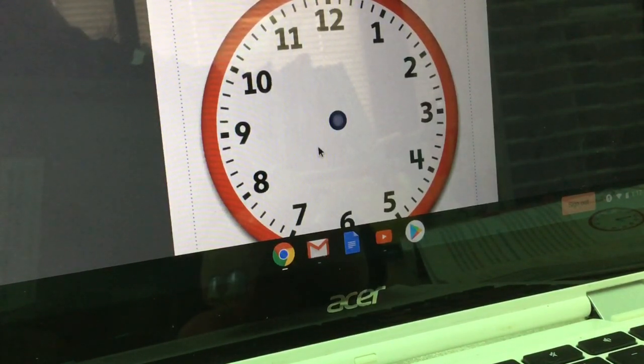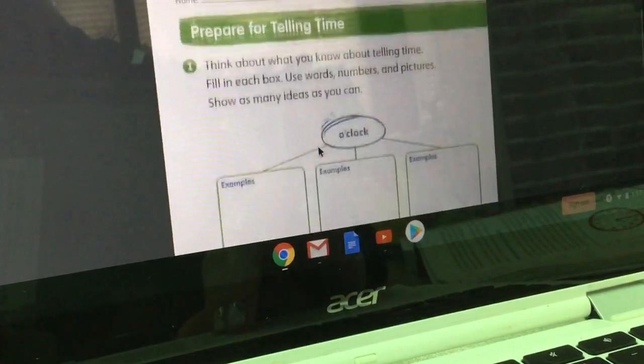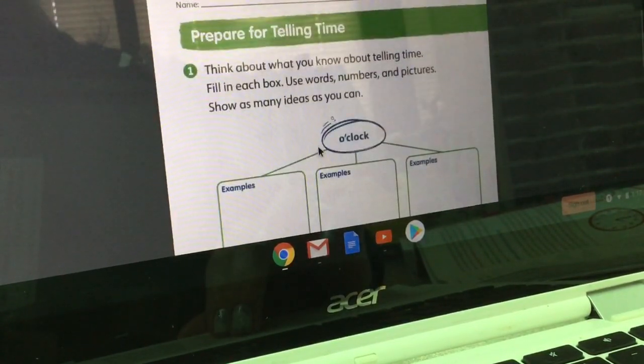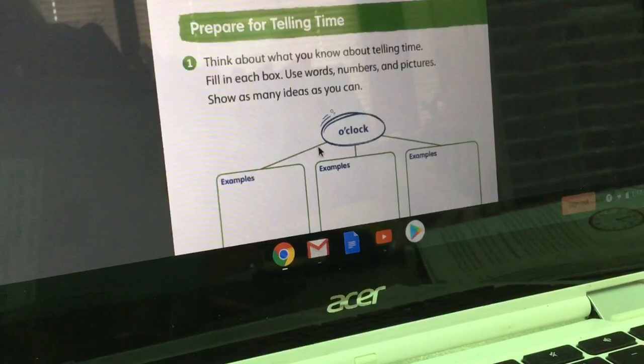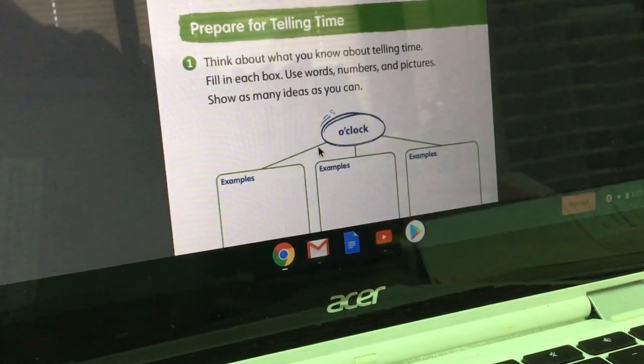At that point, you will have your clock showing 7 o'clock. You may pause at any time if you need to finish up. Let's move on to our next page, which is 517, the green page.